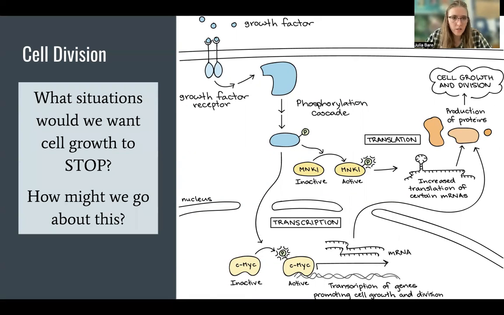So let's think about an example. What situations might we want to stop cell growth? And how might we go about this? I'm going to give you a second and let you pause the video.